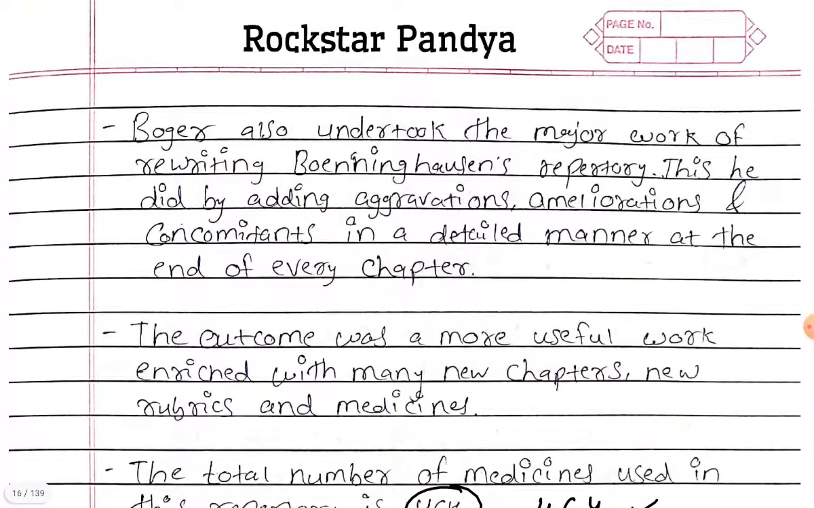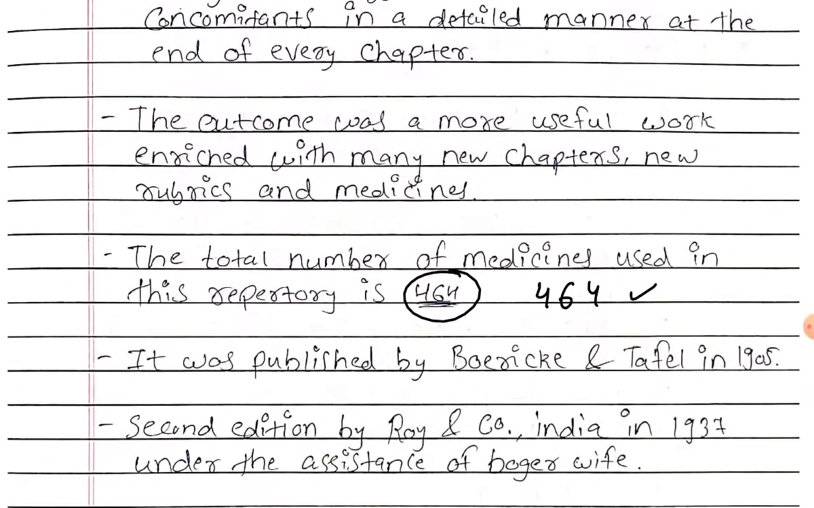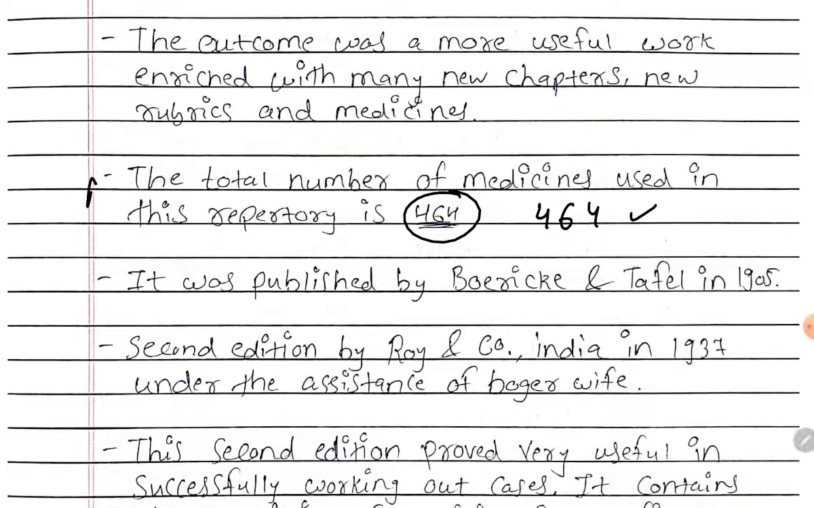Boger also undertook the major work of rewriting Bonninghausen's repertory. This he did by adding aggravations, ameliorations, and concomitants in a detailed manner at the end of every chapter. The outcome was a more useful work enriched with many new chapters, new rubrics, and medicines. So, this point is very important. The total number of medicines used in the repertory is 464.